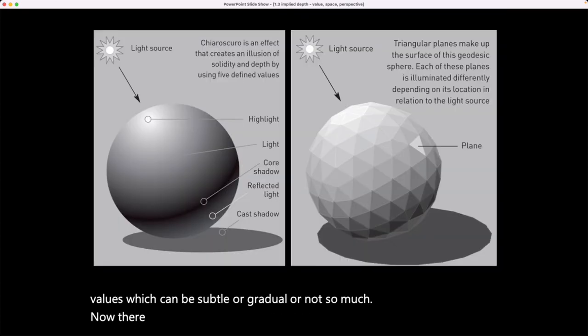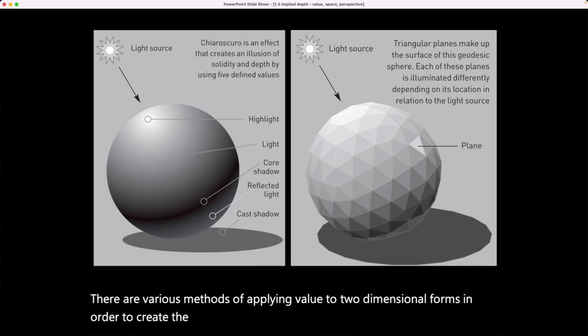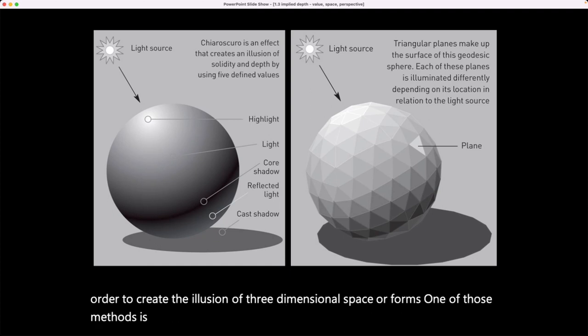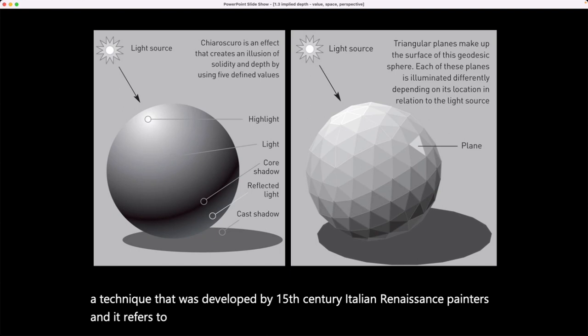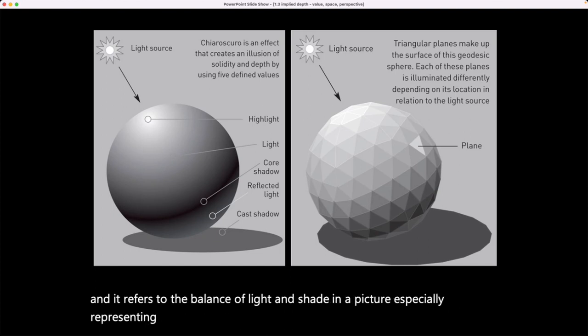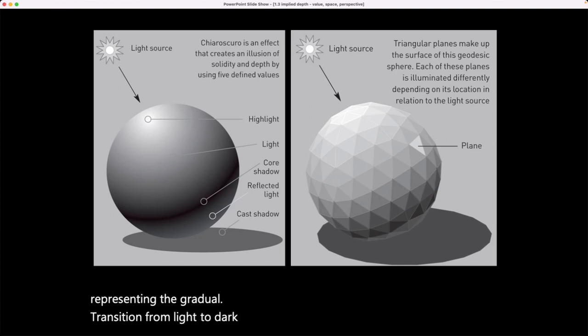Now, there are various methods of applying value to two-dimensional forms in order to create the illusion of three-dimensional space or forms. One of those methods is chiaroscuro. This is an Italian term that means light dark, and it's a technique that was developed by 15th century Italian Renaissance painters, and it refers to the balance of light and shade in a picture, especially representing the gradual transition from light to dark around a curved surface.